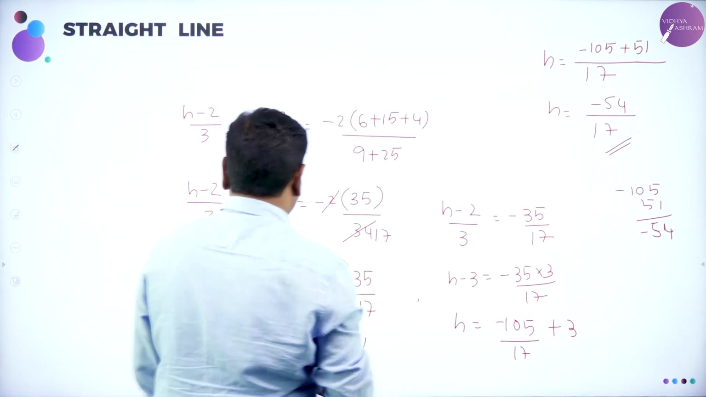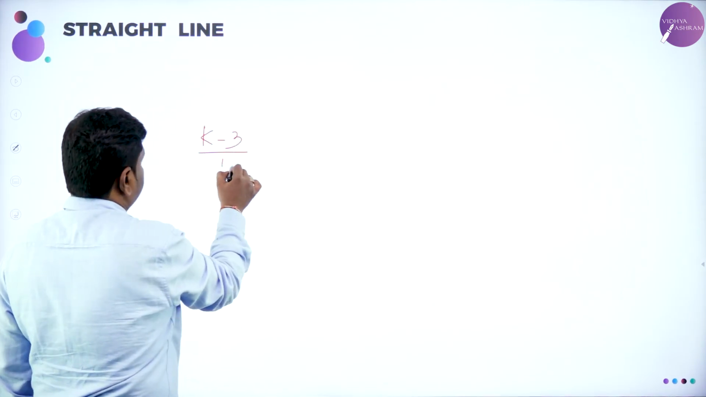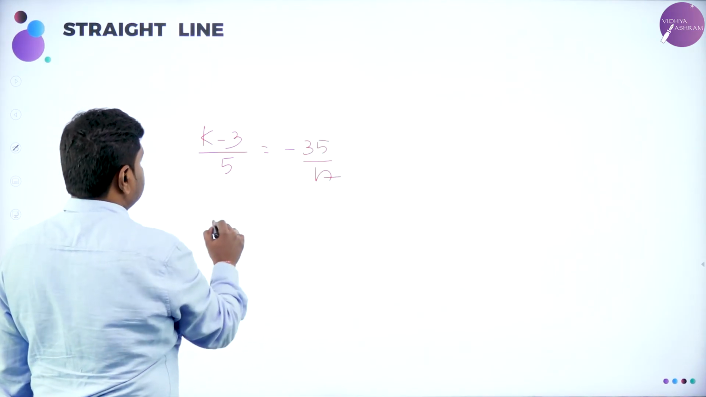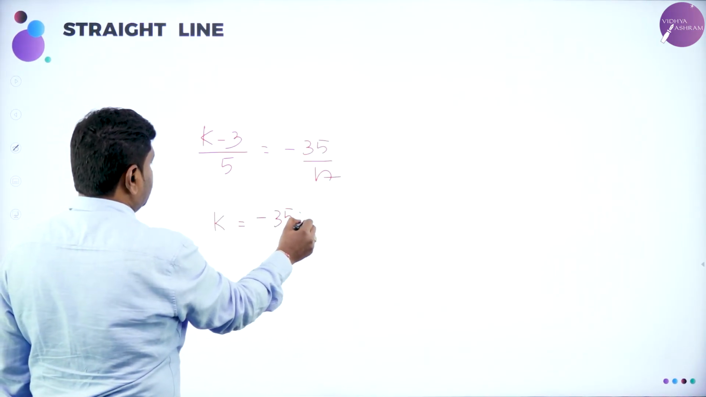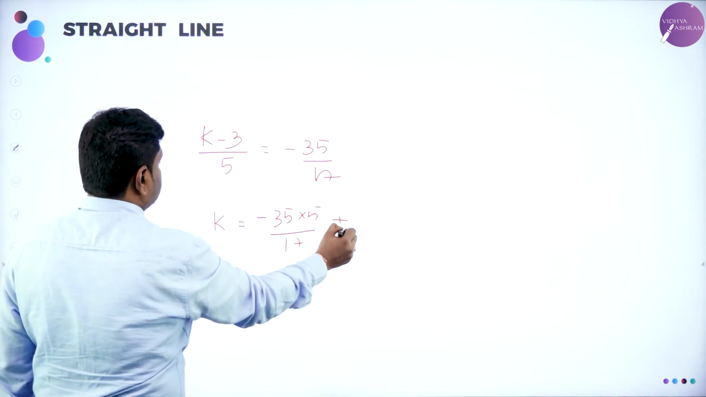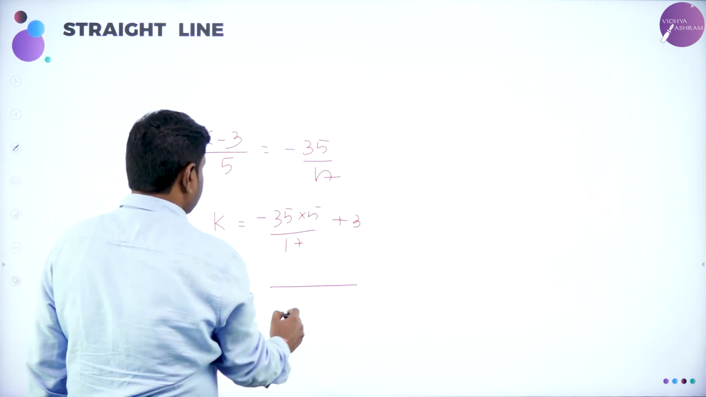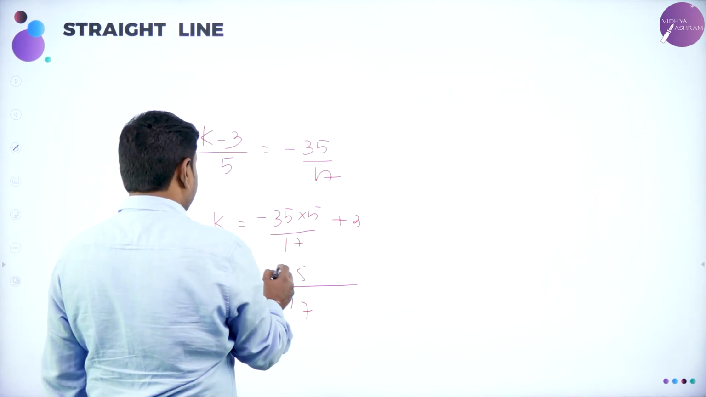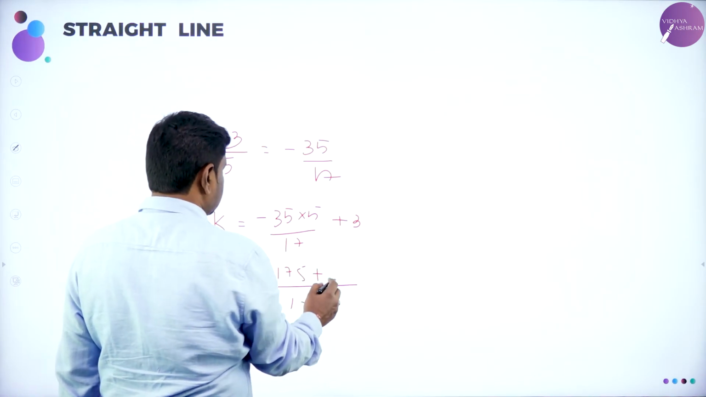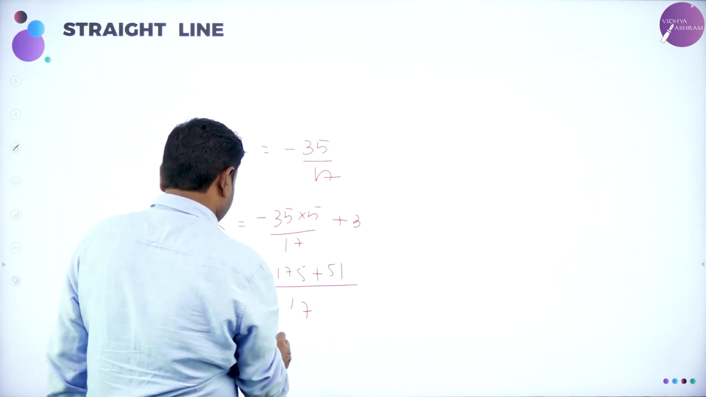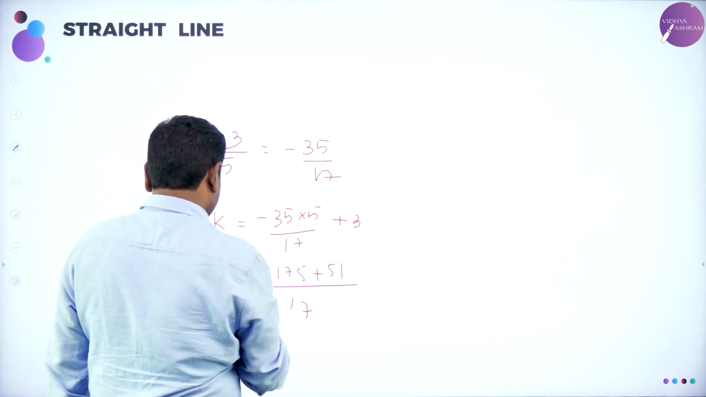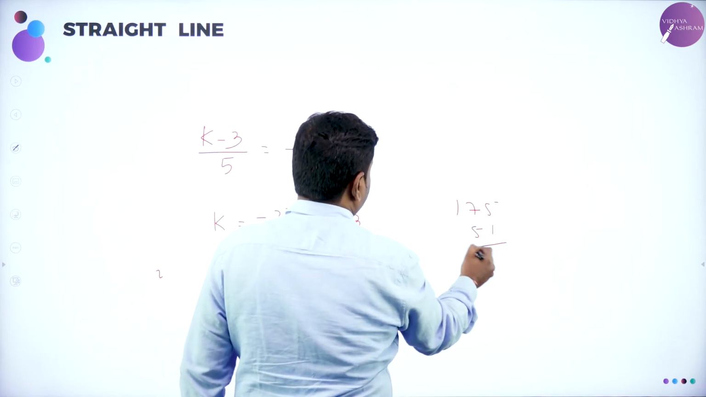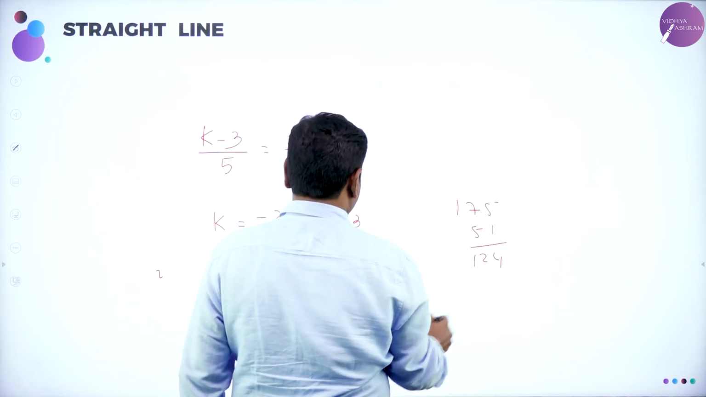Similarly, equate (k minus 3)/5 to minus 35 by 17. Simplify this. k is equal to minus 35 into 5 by 17 plus 3. Further simplify. 17 is the LCM. 5 5 is 25, 5 3 is 15 plus 2, 17 minus 175 plus 51. Simplify this, you will get k value. k is minus 124 by 17.